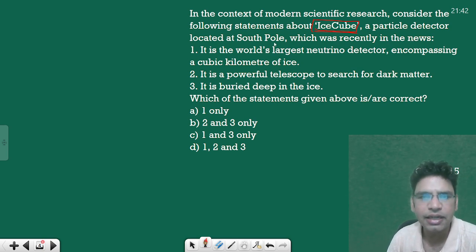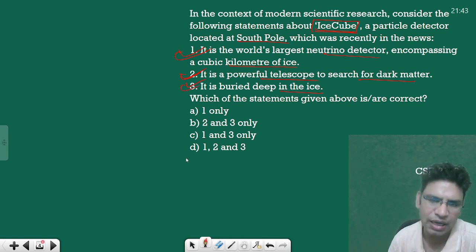A particle detector located at the South Pole, which is recently in the news. It is always in the news. It is the world's largest neutrino detector, encompassing a cubic kilometer of ice. Yes, true. It is a powerful telescope to search for dark matter. Yes, it is true, because we want to understand the secrets of nature through neutrinos, right? It is buried deep in the ice. Yes, it is true. So the answer will be 1, 2, 3. All of these are correct.